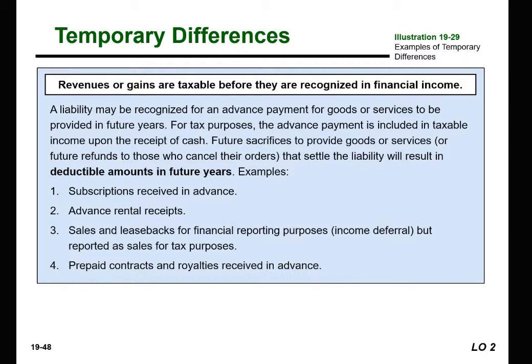So things such as subscriptions received in advance, advanced rental receipts, sales and leasebacks for financial reporting purposes, but reported as sales for tax purposes, prepaid contracts, royalties received in advance, things of this nature.